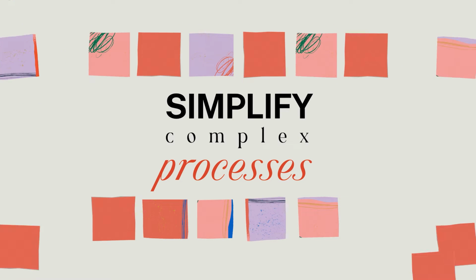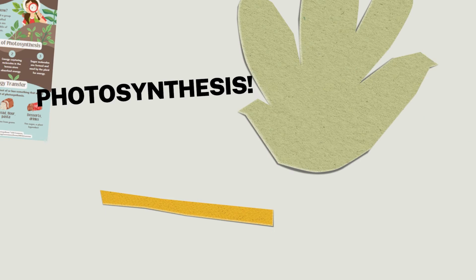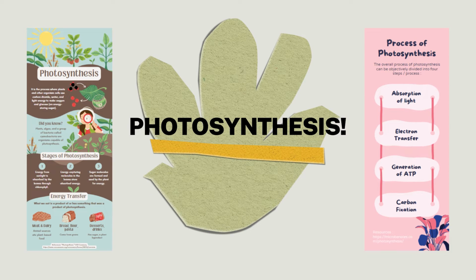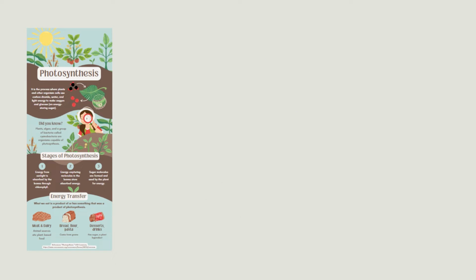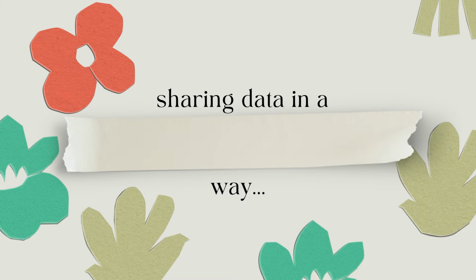The fourth one is to simplify a complicated process. Still confused about the process of photosynthesis? Make the process more fun and simpler for visual learners by making an infographic material that would surely stick to your audience's mind. And the last one is to share data in a visually appealing way.